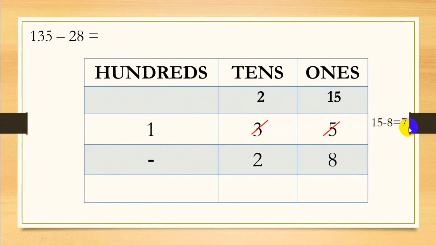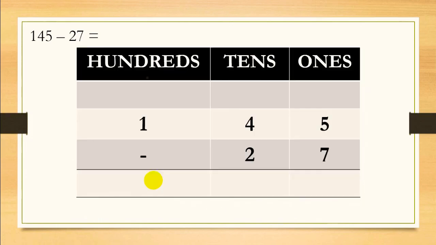Now 15 minus 8 is 7. So 7 will be written in the ones place. 2 minus 2 is equal to 0 and 1. As you can see, there is no number below 1, so I am going to write 1 as it is. So my number is 107.